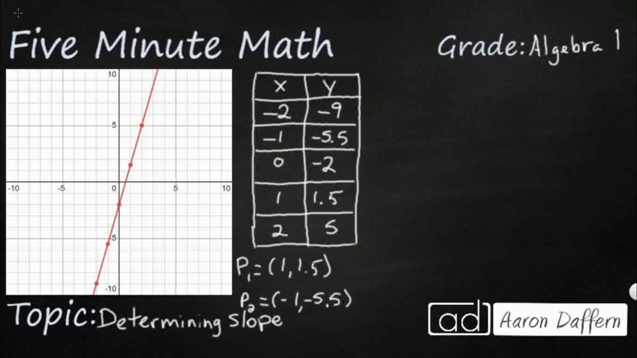So I've got three different representations here. I've got a graph, I've got this table of values, and then I also just pulled out two of the points on the table of values. This one right here, just because sometimes in Algebra 1 we are asked to find the slope, and we are given one of these three options.